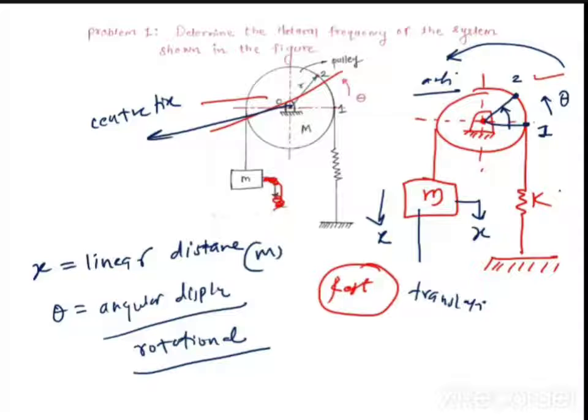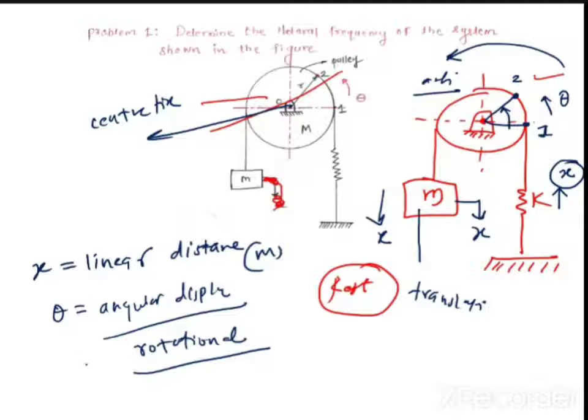Now corresponding to this k, this k will also be displaced by the x, because this k is connected to the mass m and the pulley itself. So the unit displacement of the spring will also be x, that will be in the upward direction. Is it okay? So this is happening.